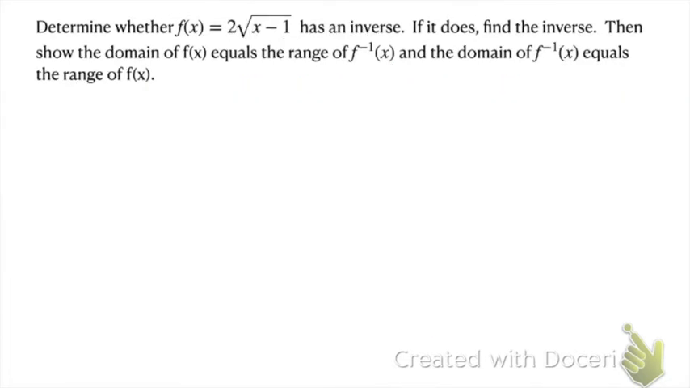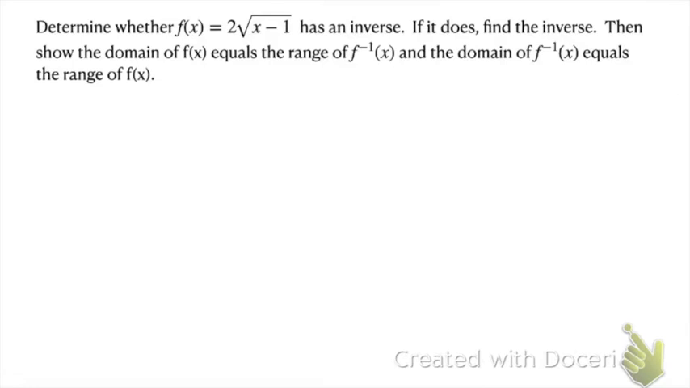Let's do another one of these. Determine whether f of x equals 2 times the square root of x minus 1 has an inverse. If it does, find the inverse. And then we'll do that domain and range part again. This is a square root function. We've moved it to the right one. It is 1 to 1, so we have an inverse.